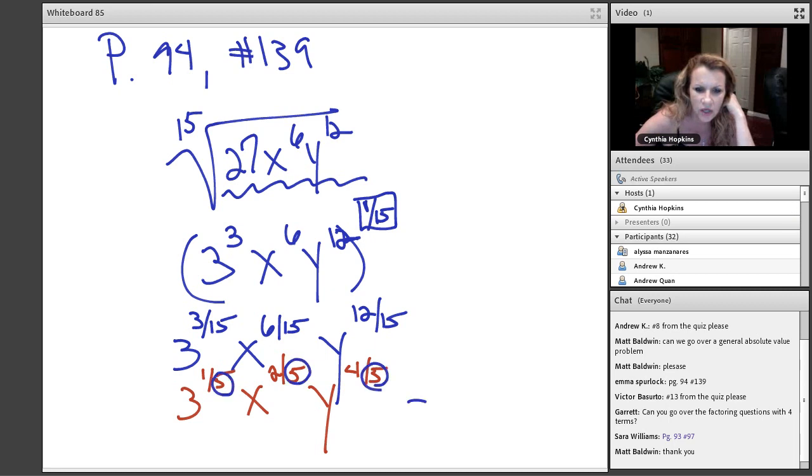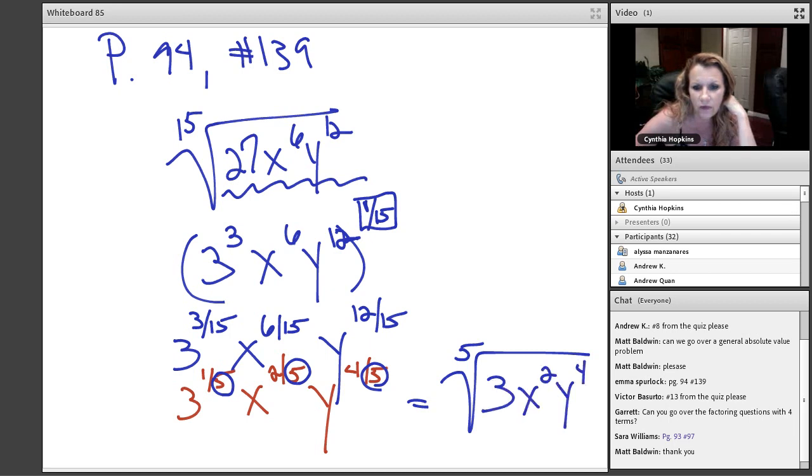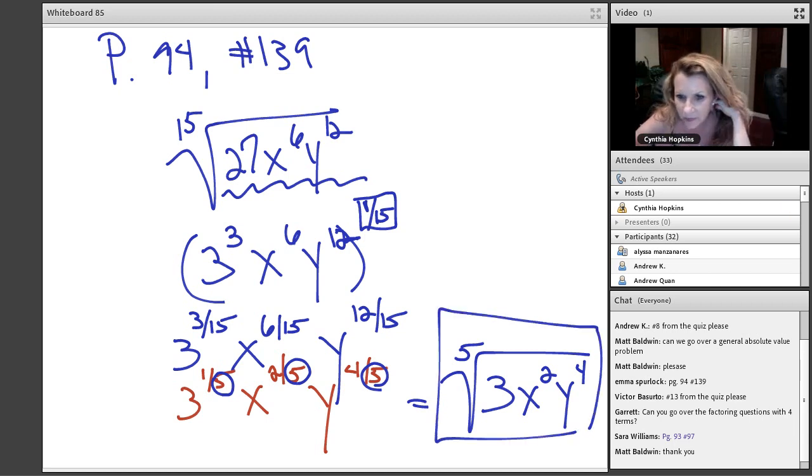Circling those. So I want to bring it back to radical form because they asked me to simplify or reduce the radical index. So my new radical index is 5. See how it's lower than 15? So I reduced it. And then what's left is a 3, an x squared, and a y to the 4th. And that's my final answer. Okay? All right, that was Emma's question. All right, I hope that was helpful.